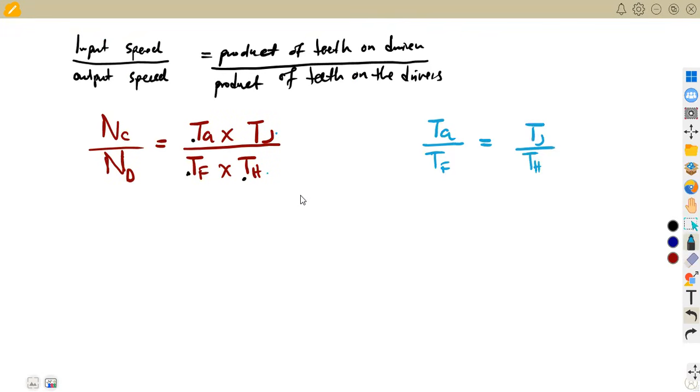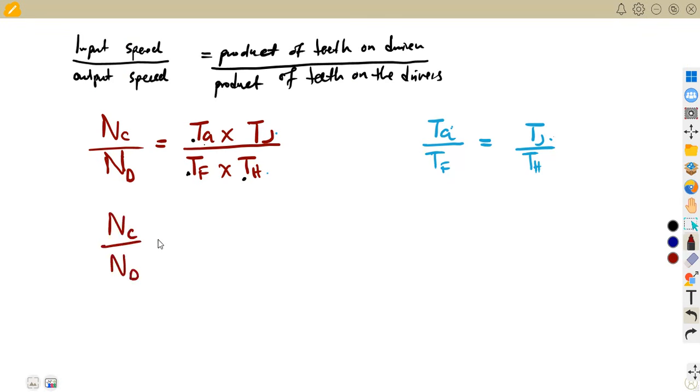They are equal, the ratio is the same. So if they're equal, it means these two are equal. So I can write TG in terms of TJ. I can write TJ as TG, the way that I want.